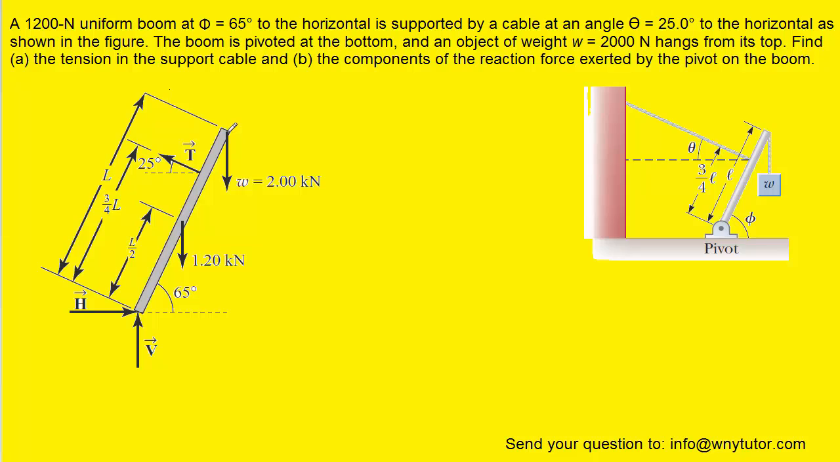Starting at the top of the boom, we have the weight, whose gravitational force is pulling down at the very end of the boom. Notice that we converted the 2,000 newtons for that weight into kilonewtons.